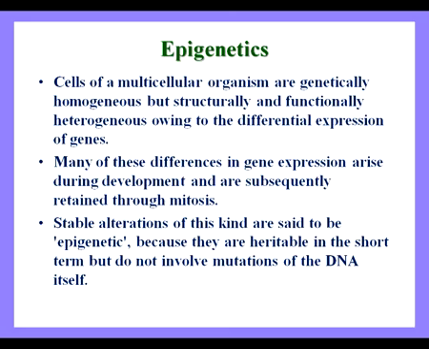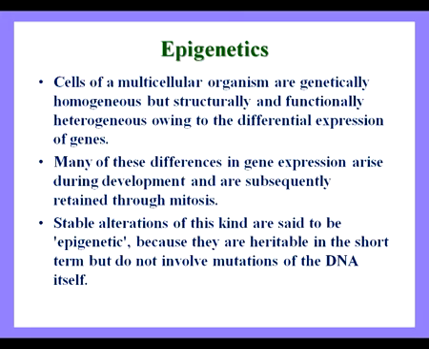In the beginning, we will discuss some of the definitions so that it becomes easy for us to understand the rest of the talk. Cells of a multicellular organism are genetically homogeneous, which means all the cells that we have in our body have the same genetic makeup. But structurally and functionally, they are heterogeneous.